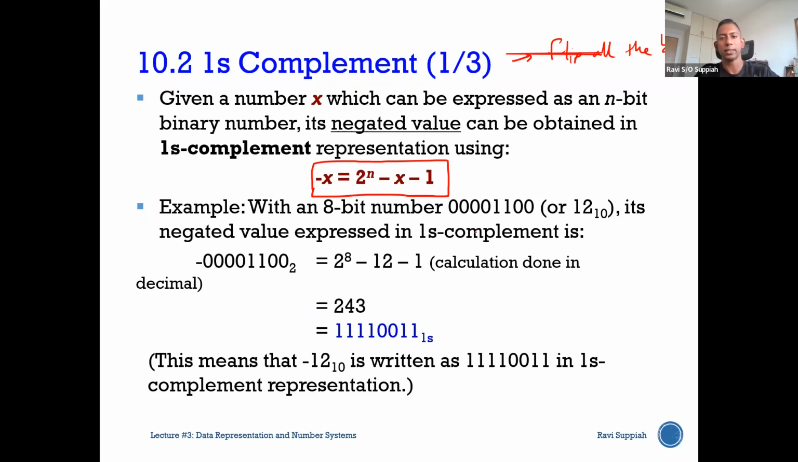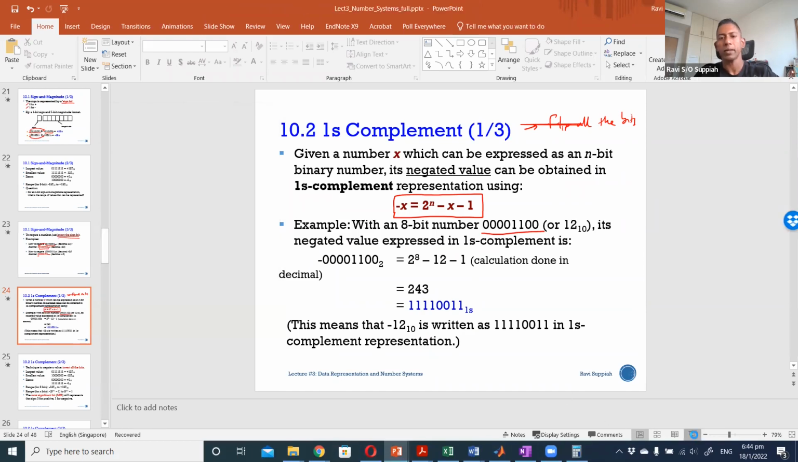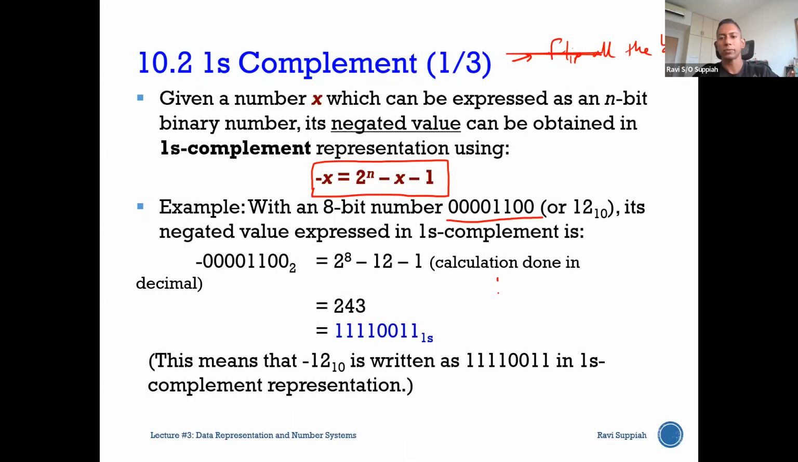Now let's take this example: 00001100. This is actually 12. If you want to confirm it, you can key it in your calculator. You can see that the decimal value 12 is represented as 1100. These are the lower 4 bits. If I say it's an 8-bit value, then I just put 4 zeros in front of it. Now this is positive 12.